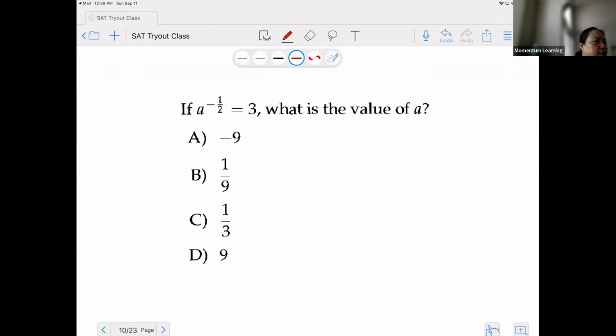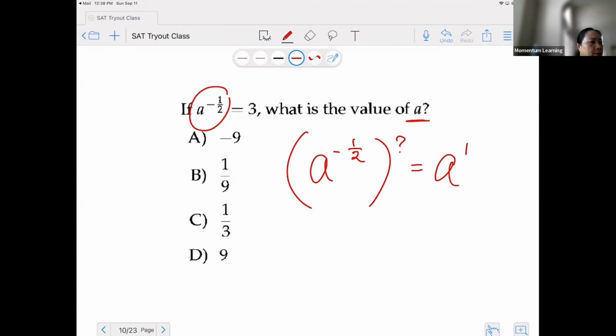Now we need to find the value of a, which means I only need an a. There are probably multiple ways to do that, but one easy method: I want this exponent to become 1. So what should I put here? Then it will be just a to the power 1.